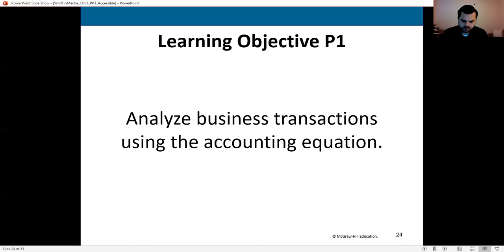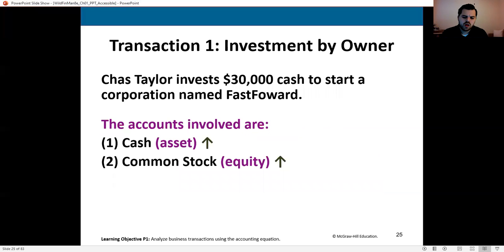Now, we're going to look at a few transactions here. I'm going to skip over some of these, but we'll go through a couple here just for the sake of time. We're not going to do all of them. So the first year is Chaz Taylor invests $30,000 cash to start a corporation named Fast Forward. So in this case, we invested cash. Remember, in this course, you are the company, you are not the individual. So make sure you understand that as you work through the course.